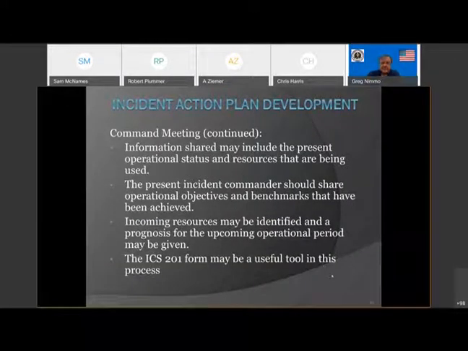All right. So in this command meeting, one of the things that we share is the operational status and the resources that are being used. The other thing is you kind of have to do a collective look at the resources, because are those resources really the resources you need? Are they really doing the job? Are they being overutilized or underutilized? That's the kind of thing we have to take a look at.